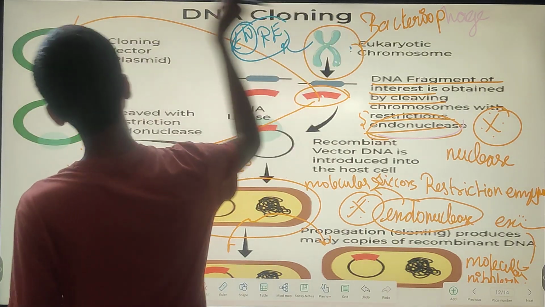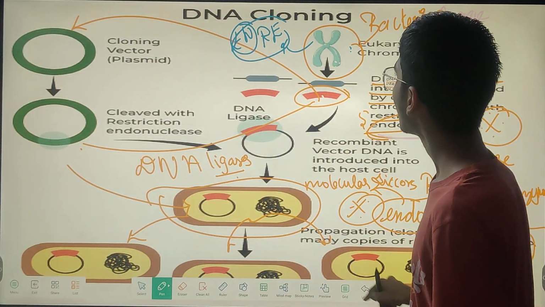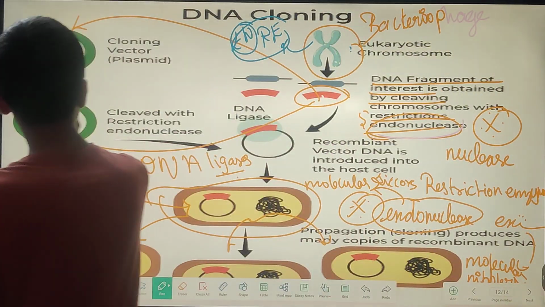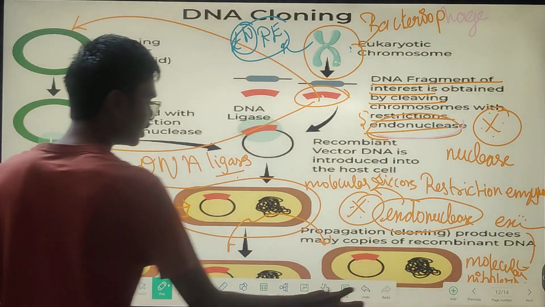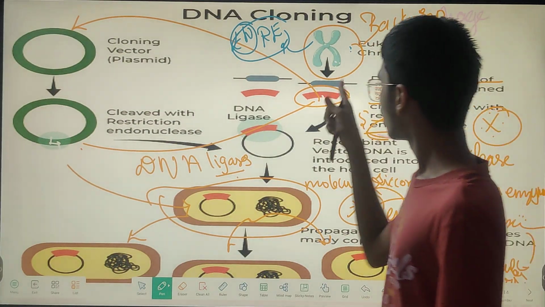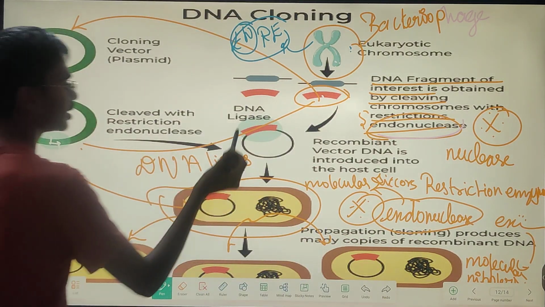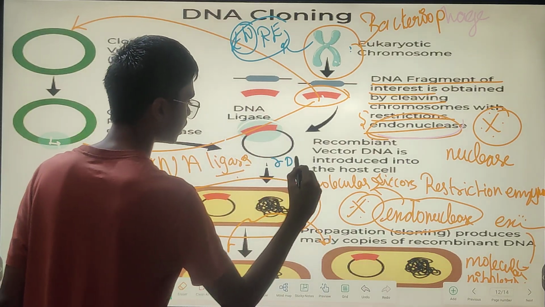In this chromosome and in this plasmid you will be putting RE, which is your restriction enzyme, and that is going to be endonucleases only. That restriction enzyme will be acting on this plasmid, and you can see that there is a small crack over here. Here you will be able to separate your desirable gene from this eukaryotic chromosome, and that you are going to insert into this plasmid, and then you will be having your rDNA.